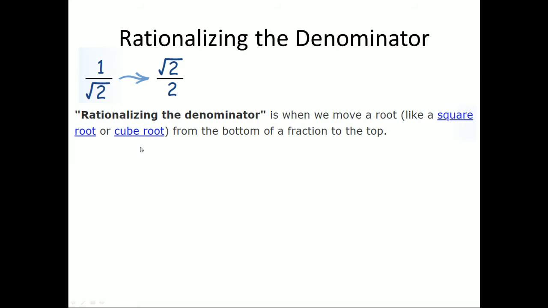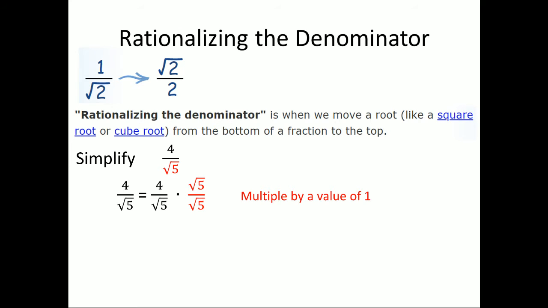To rationalize the denominator is when we move a square root or a cube root from the bottom of a fraction to the top. Let's see how it works in action to get a better understanding of it. So I have 4 divided by the square root of 5. Again, this is problematic because of the square root of 5 on the bottom. I'm going to multiply by the value of 1, which is essentially multiplying by square root of 5 over square root of 5.